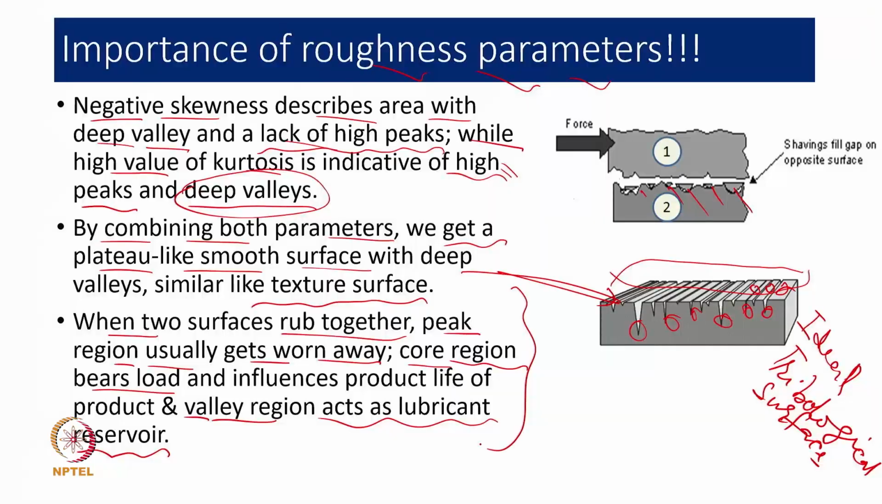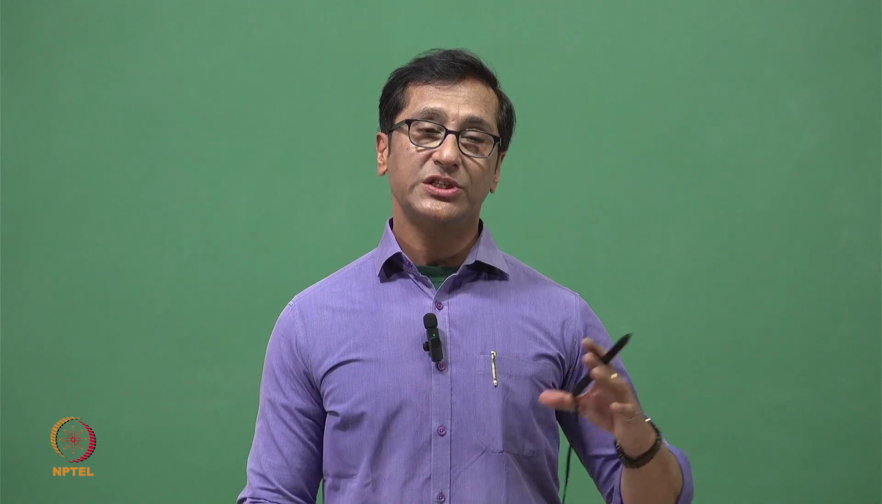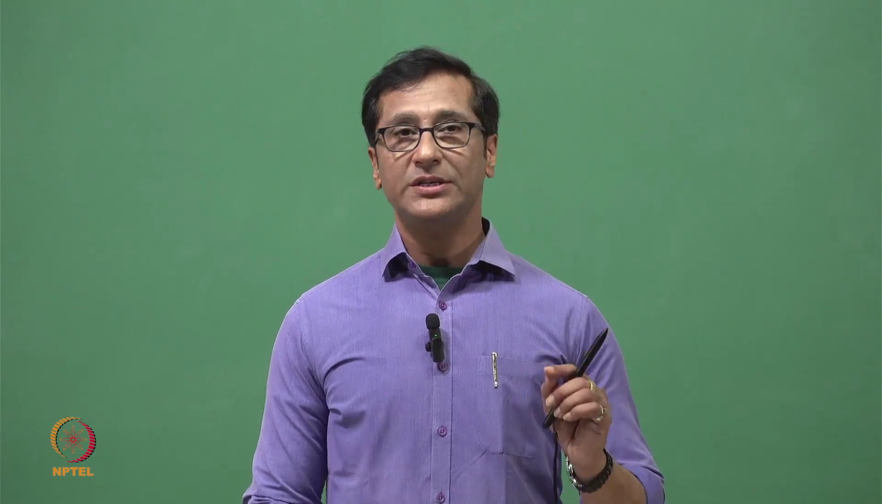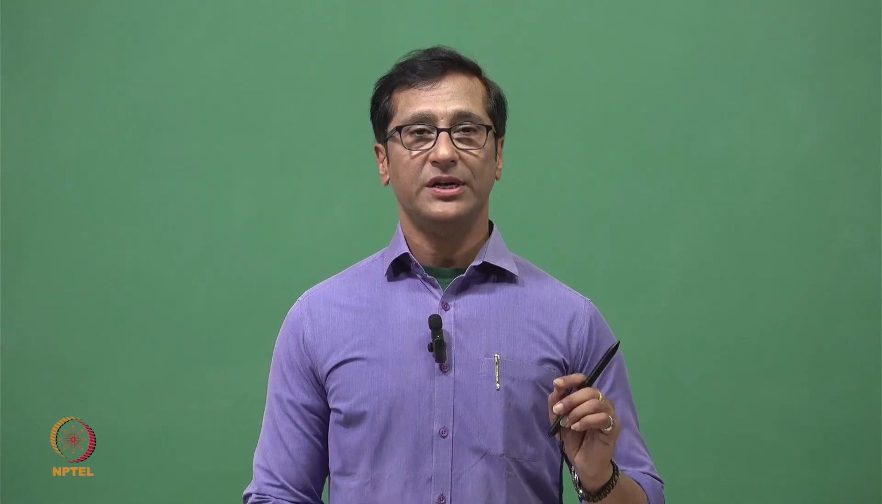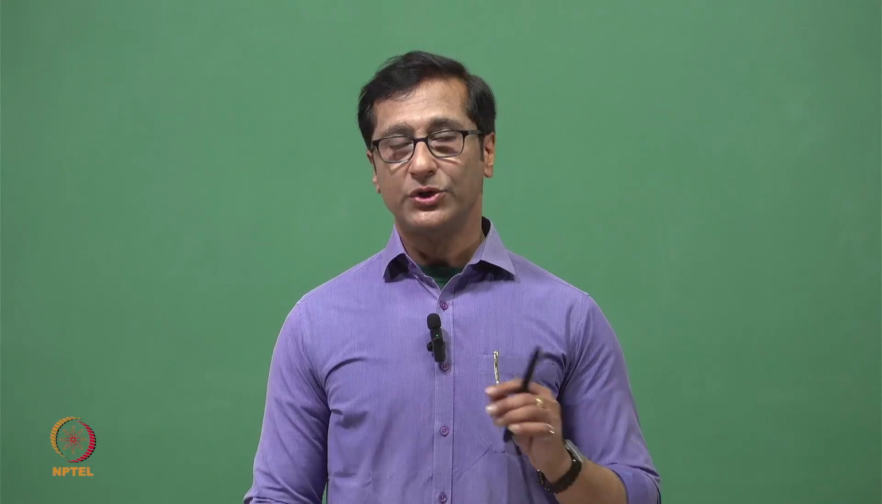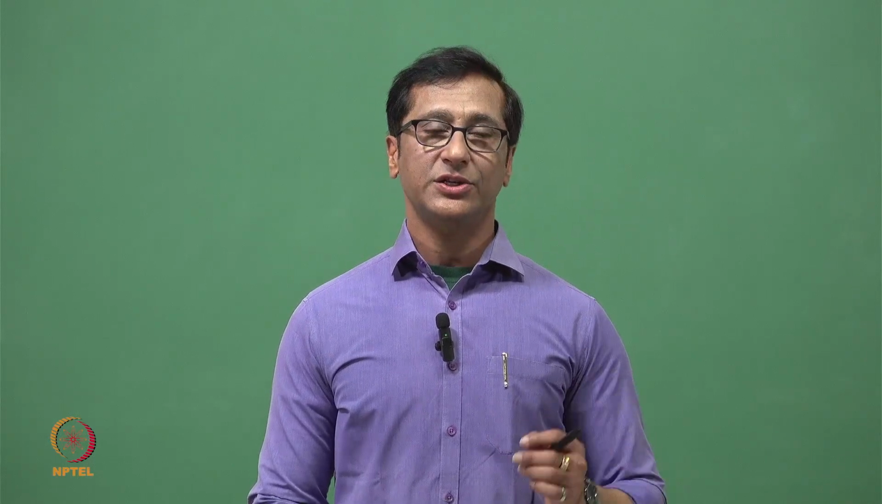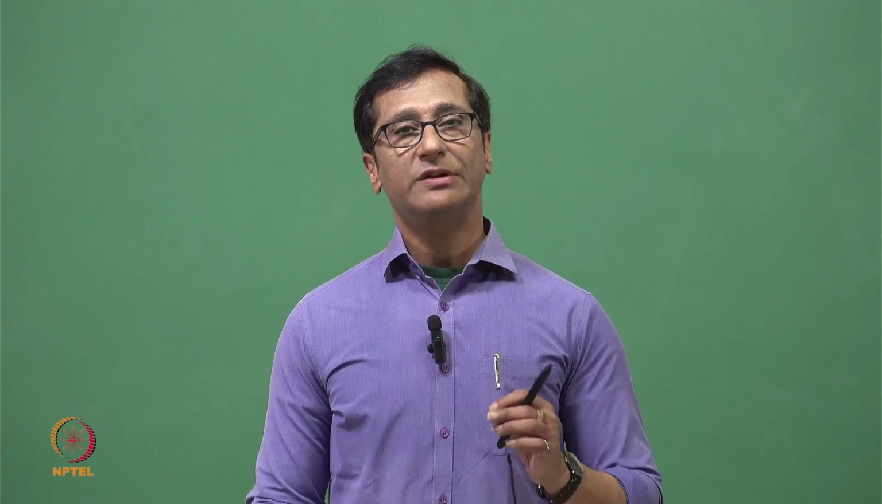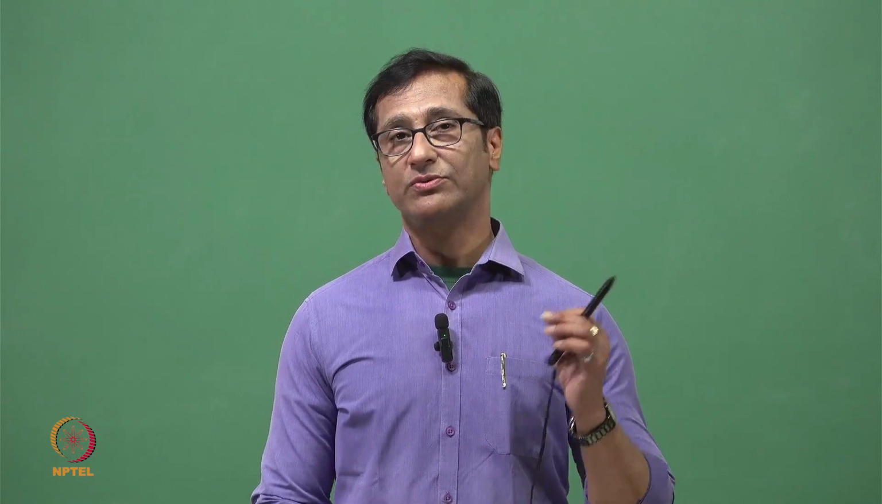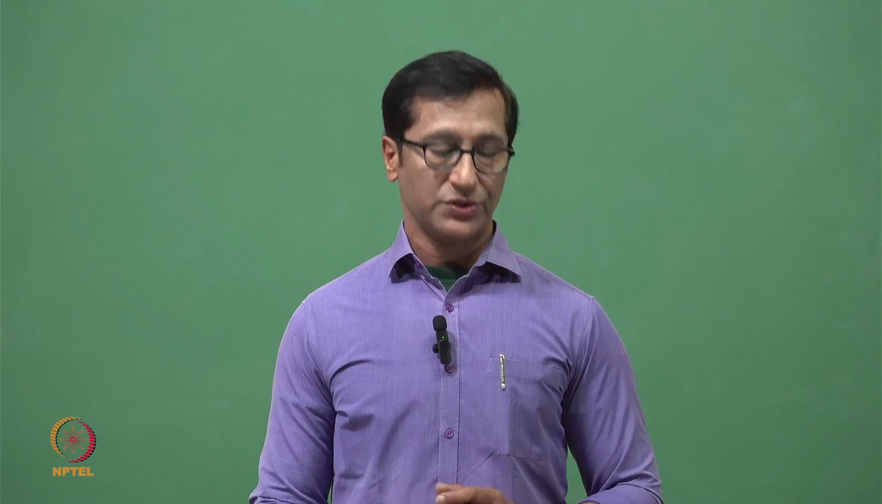So overall we say that the combination of negative skewness and high kurtosis value will help us. So it is not only Ra, it's not Rq, it's not Rp, it's not Rt, but two parameters which we try to emphasize, skewness and kurtosis. That will change the scenario of tribology. That's more useful for our purpose.